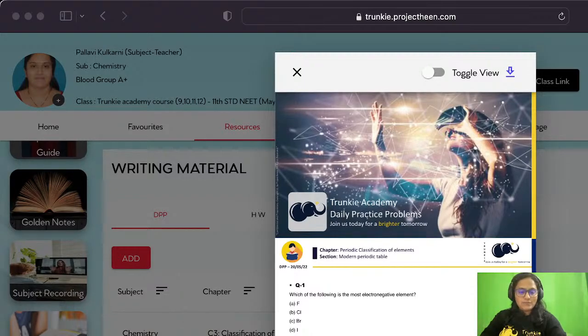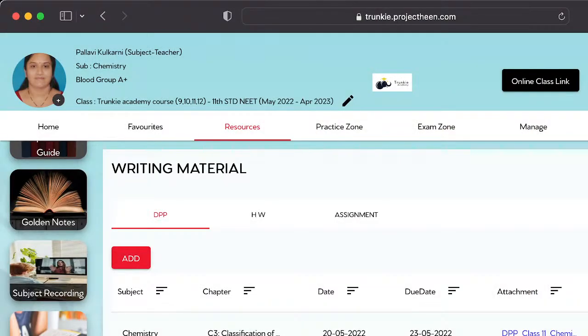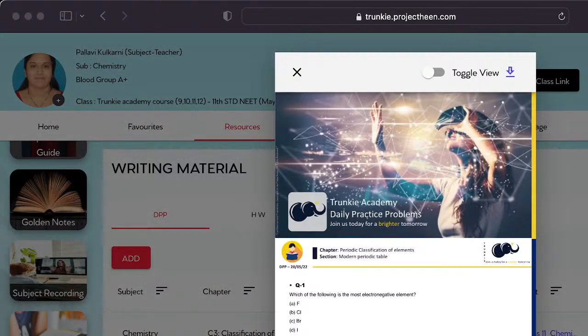For the daily practice problem, you can see this is a teacher's portal actually, so similar will be the portal for students. You have to go to resources, then to writing material. In that you will see DPPs. You can see the DPP. Solve all the questions on the notebook or on a blank paper, take a picture of that paper and upload it in the portal. When you upload it, I will be able to see those solutions by students, and I will evaluate them and let you know the suggestions and corrections.